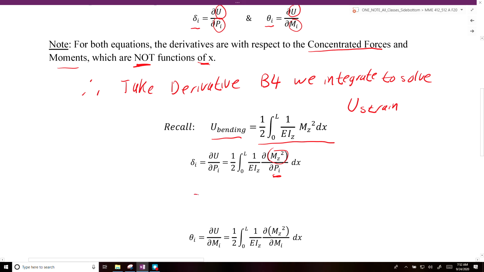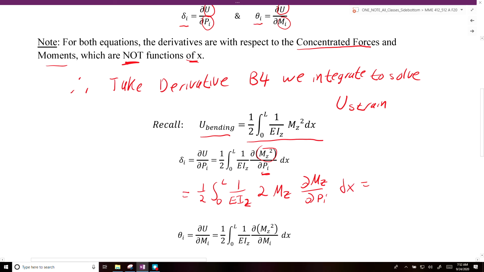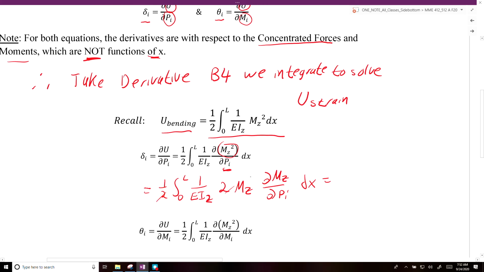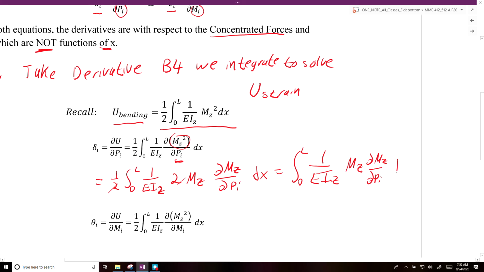If we use the chain rule, we get 1/2 integral from 0 to L of 1 over EIz. We're going to get 2 Mz times the derivative of Mz with respect to Pi, dx, and the 2's will cancel out. We'll end up with the integral from 0 to L of 1 over EIz, Mz times the derivative of Mz over dPi, dx.